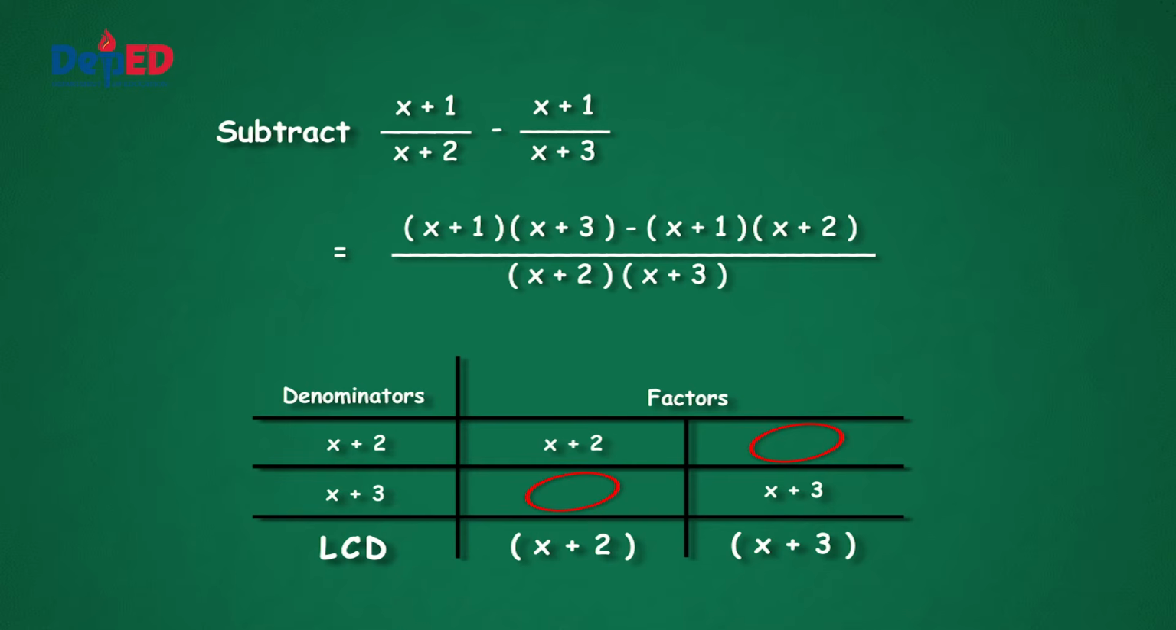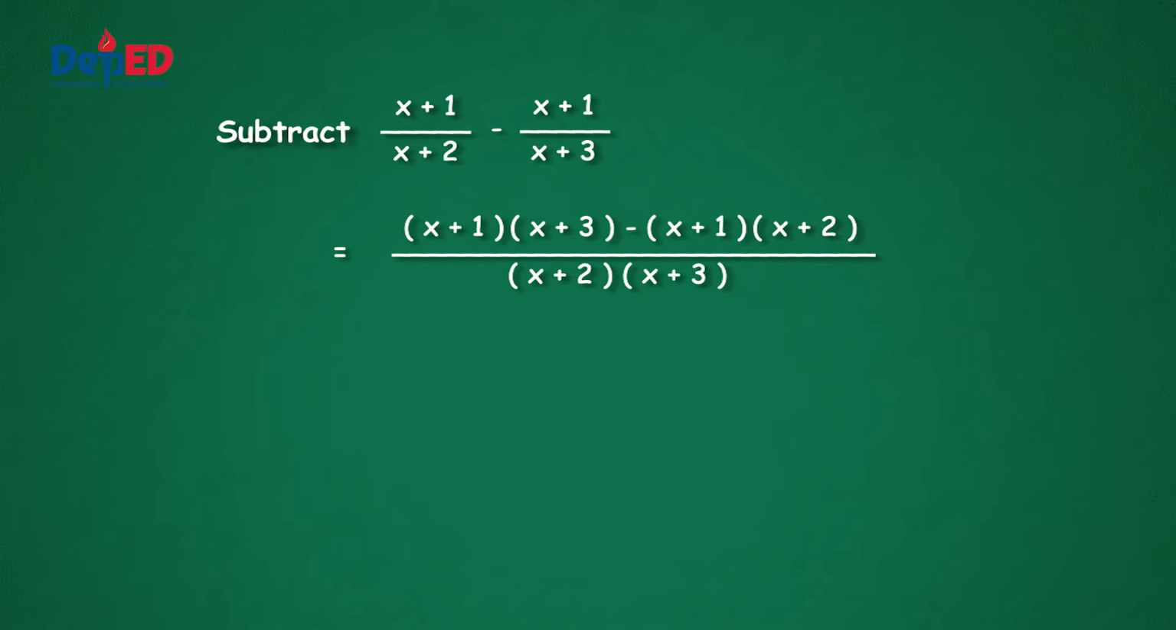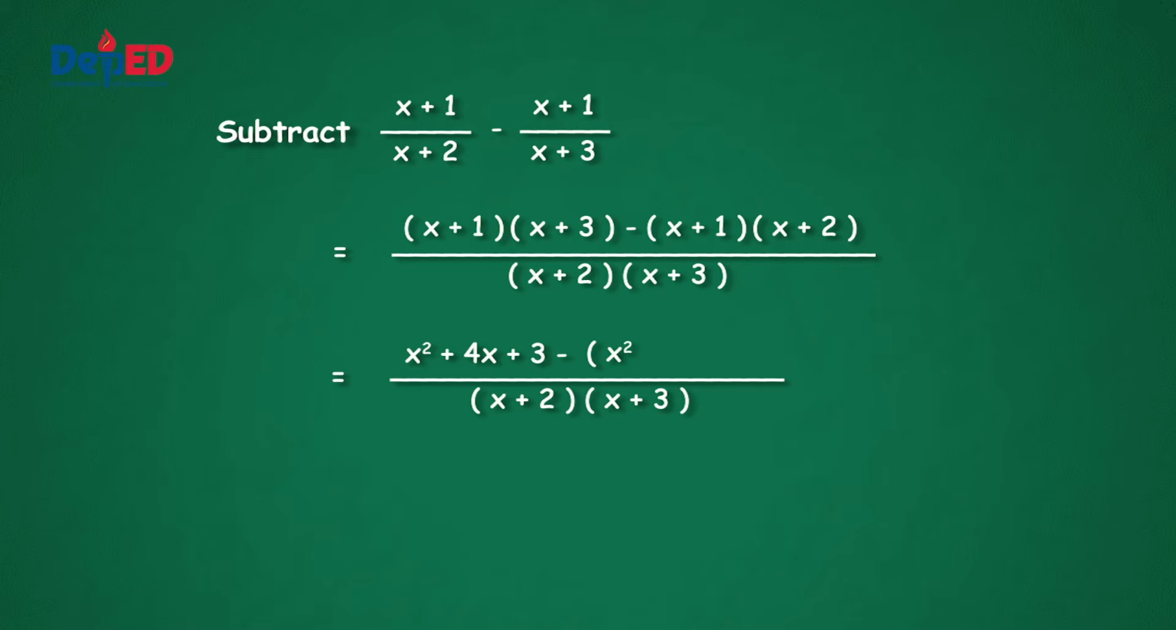Now simplify by multiplying the polynomials. Remember that you can use the FOIL method in multiplying. What is the product of x plus 1 and x plus 3? This will be x squared plus 4x plus 3 minus the product of x plus 1 and x plus 2. What is it? The quantity of x squared plus 3x plus 2. What did you notice?